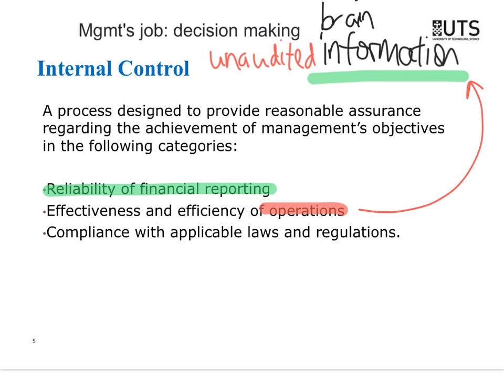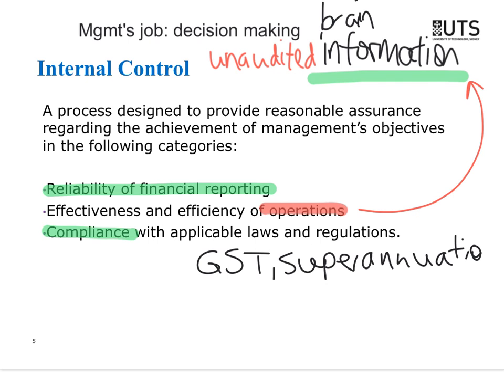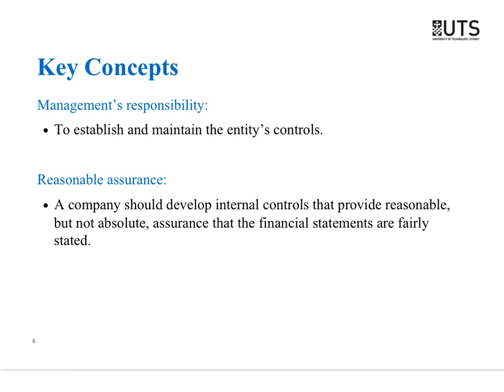Now, the third reason why companies have internal controls is to make sure that they comply with applicable laws and regulations. So that could be everything from GST, it could be about superannuation, it could be about some sort of environmental protection agency issue. Whatever it might be, the government requires people to collect information on a range of different things, but we need to make sure that we comply with that information gathering as well.